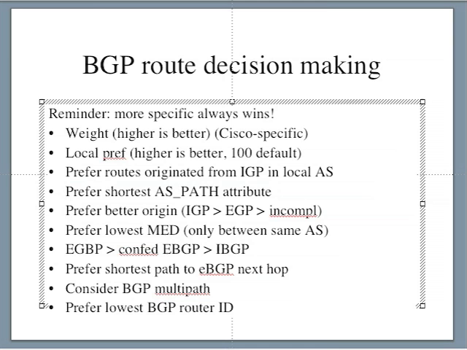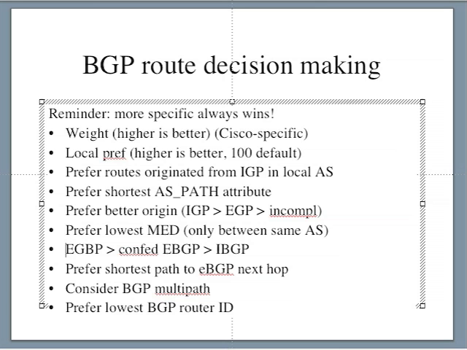Assuming a tie, you prefer the better origin. So routes that originated from an IGP are superior to routes that you learn via EGP, the exterior gateway protocol, and that's better than routes that were redistributed, which have the incomplete origin. If you still have a tie, if you're comparing 2 routes that you get from different paths into the same remote autonomous system number, then you would compare the multi-exit discriminator metrics.